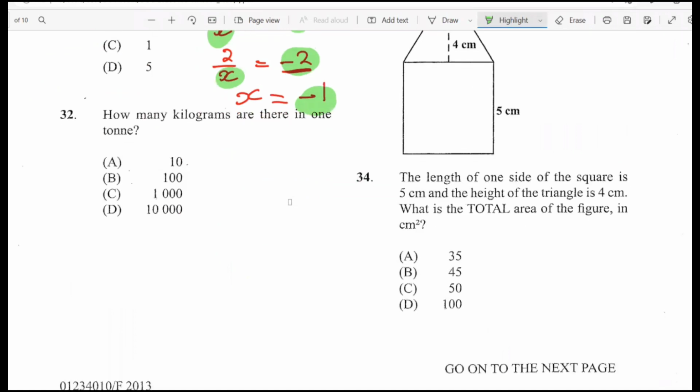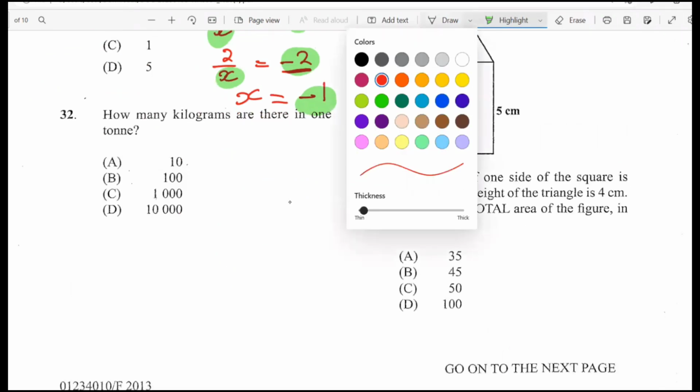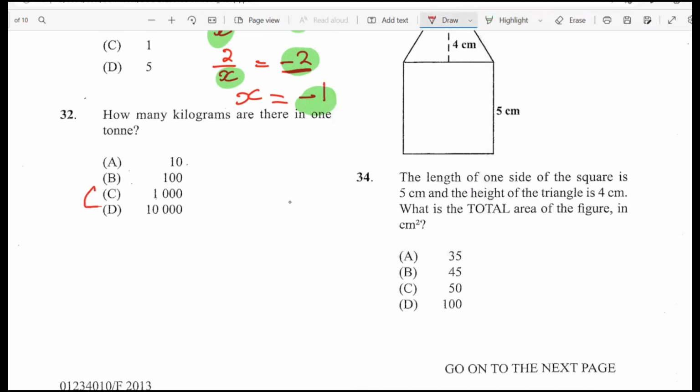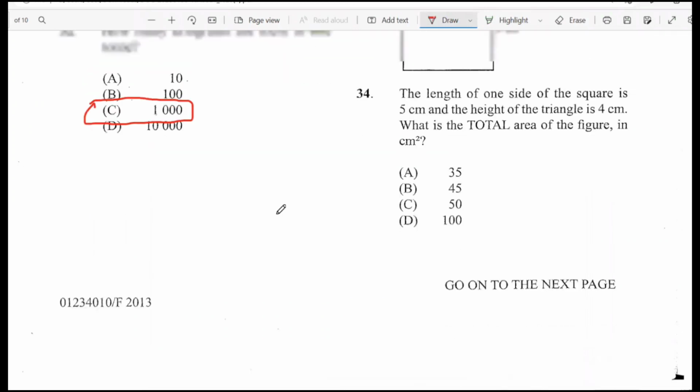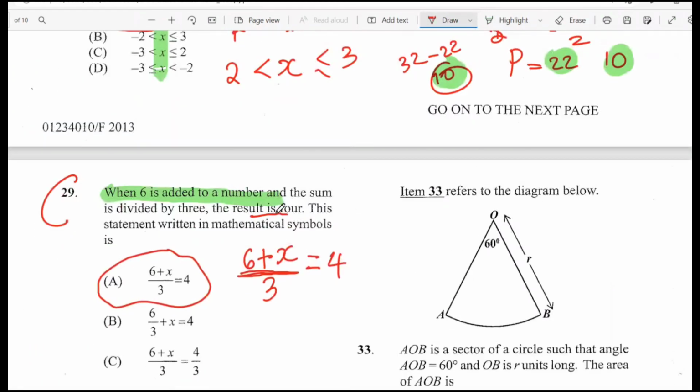32 says, how many kilograms are there in a ton? This is something that you just need to know offhand. This is always 1,000. 33.